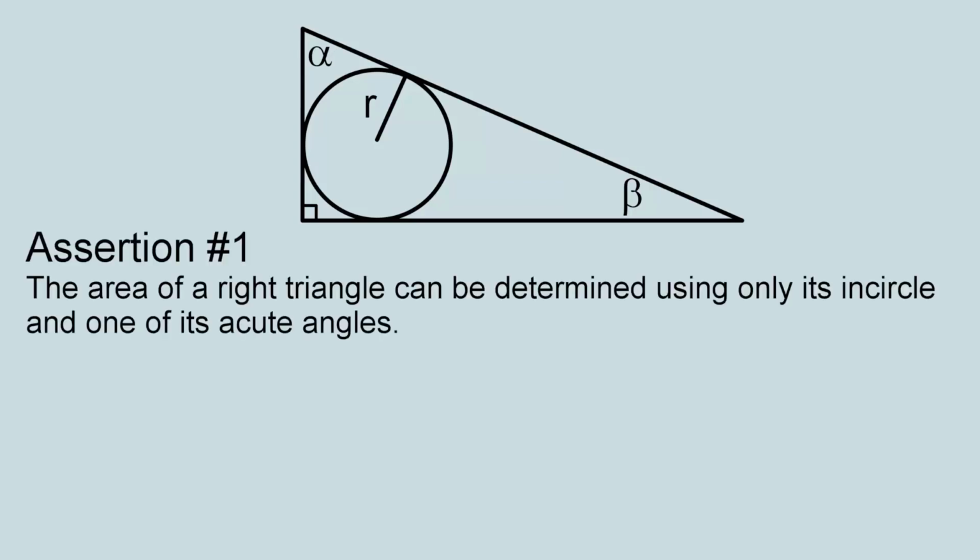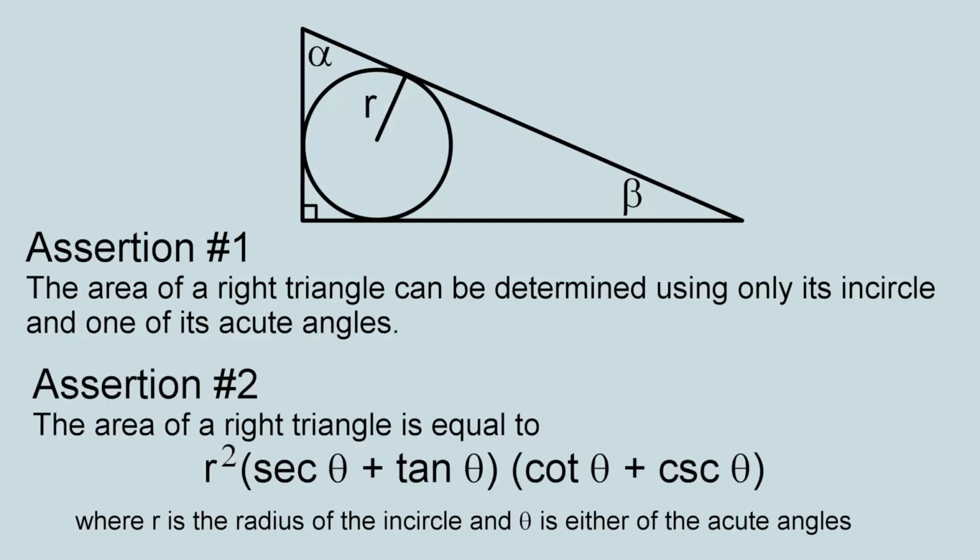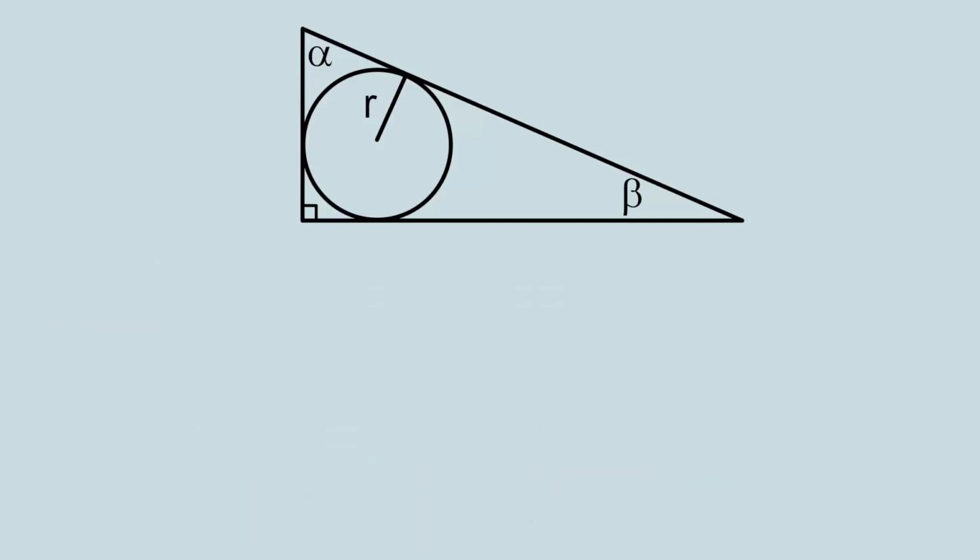Assertion number one is that the area of a right triangle can be determined using only its incircle and one of its acute angles. And assertion two is that the area of a right triangle is in fact equal to r squared times (secant theta plus tangent theta) times (cotangent theta plus cosecant theta), where r is the radius of the incircle and theta is either of the two acute angles.